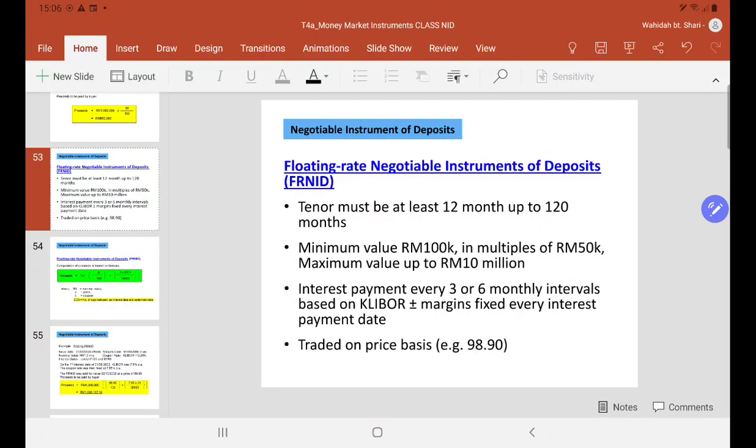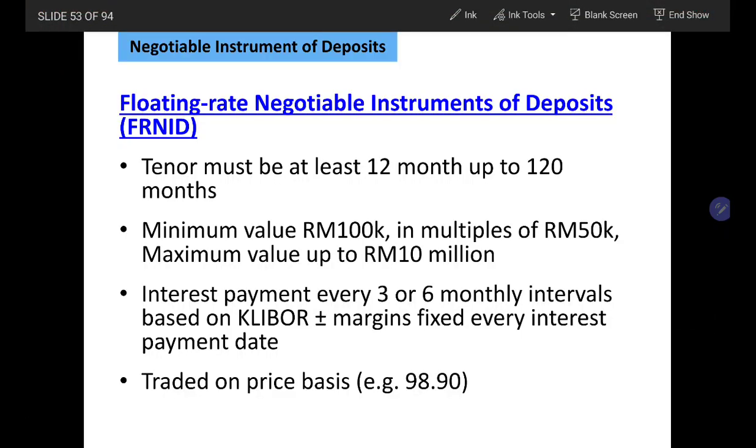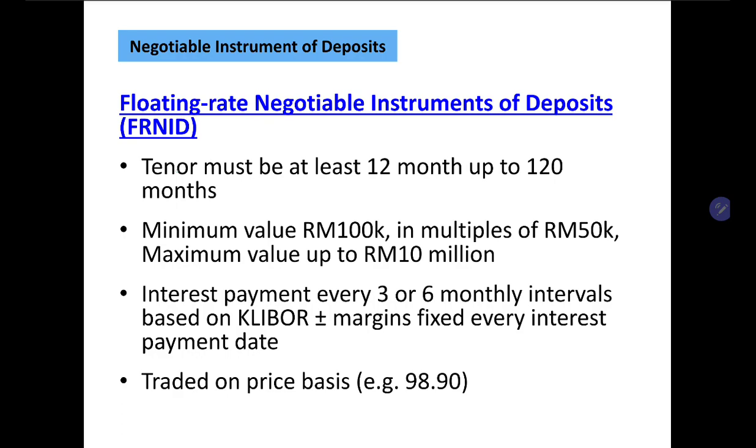Okay, now we continue with the floating rate negotiable instruments of deposit, FRNID. The tenure for FRNID is at least 12 months, up to 120 months. The minimum amount is 100k, in multiples of 50k. Why do we call it a floating rate?